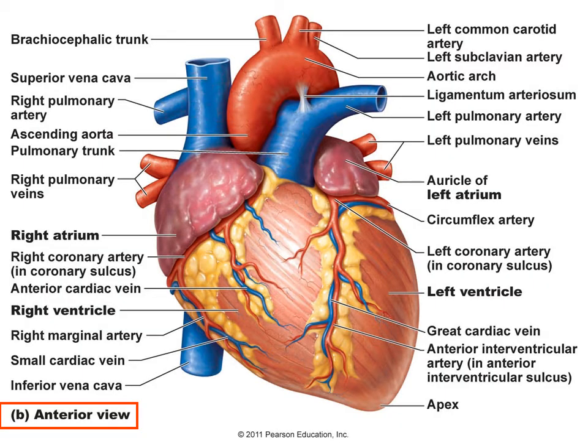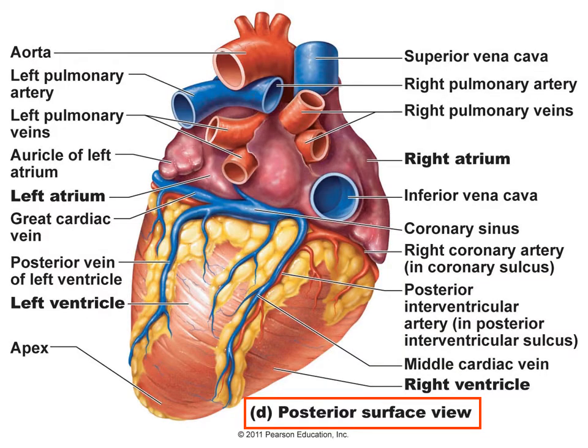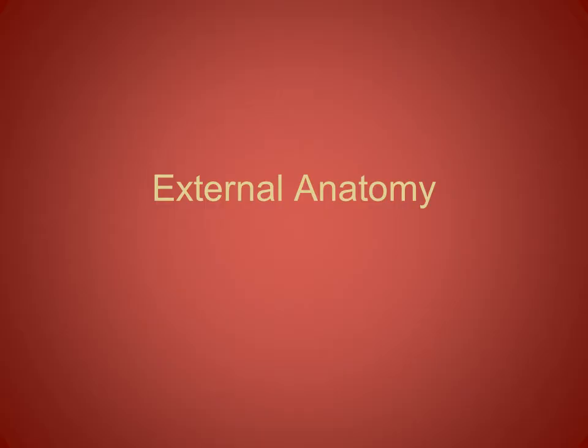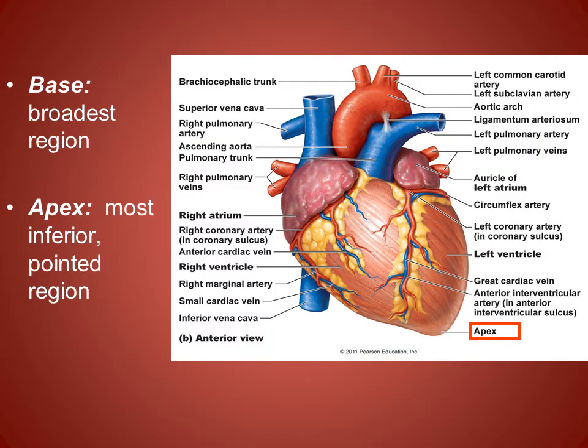So this is showing the front view of the heart, the anterior view. You can see all the various blood vessels that are associated with it. We will go over all of those. And then the posterior view. We'll start with the external anatomy and then move on to the internal anatomy. The base, sounds backwards, is actually across the top of the heart. It's the broadest region, and the apex is the point, which is actually at the bottom of the heart, pointed more towards the left side of the body.